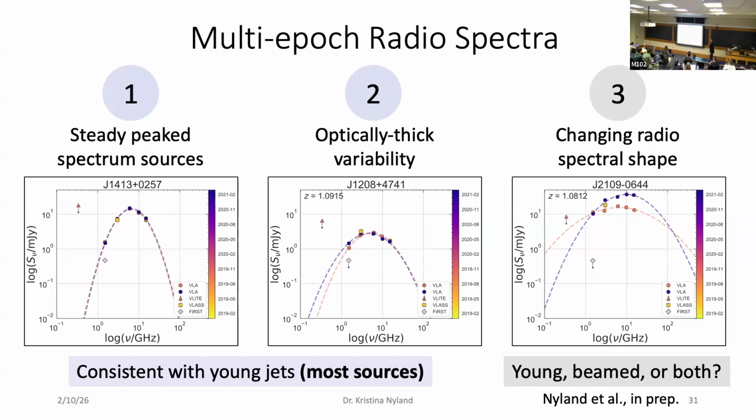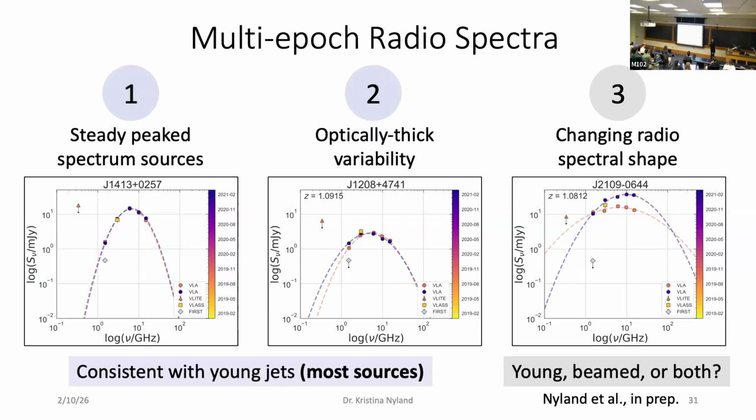There are also some sources where the spectral shape changed a lot, and in some cases, in particular, from 2019 to 2021, the spectrum went to higher frequency, which is not what you would expect for an expanding source. This is more typical of what we see of lasers. It's caused by relativistic beaming.